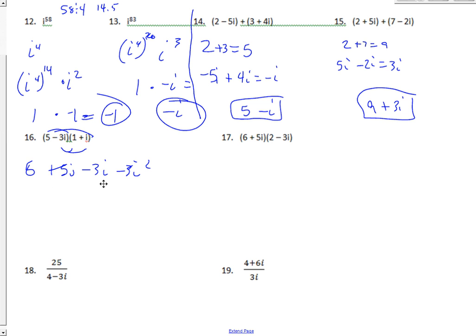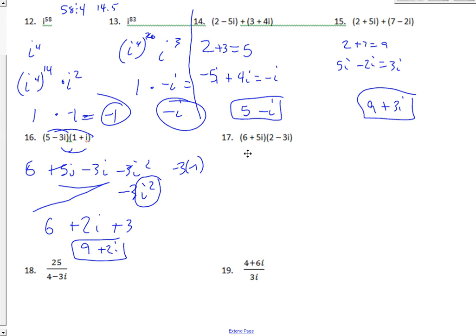So now I'm going to combine like terms. I've got 5i minus 3i, so that's 6 plus 2i. And when I have minus 3i squared, I have to remember that i squared is negative 1. So that's like negative 3 times negative 1, which is positive 3. And when I simplify this, I have 6 plus 3, which is 9, and then plus 2i.